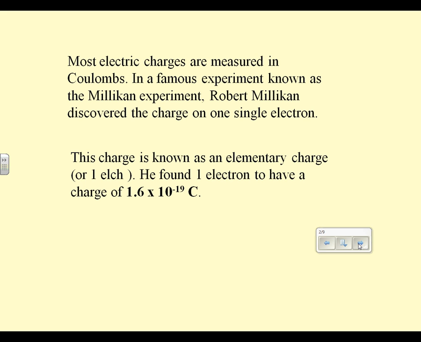This charge is known as the elementary charge. Elementary or fundamental. It's the smallest possible charge there is. Abbreviated to 1 ELCH, EL elementary, CH charge. And he found one electron to have a charge of 1.6 times 10 to the minus 19 coulombs. Now, he didn't find that number.